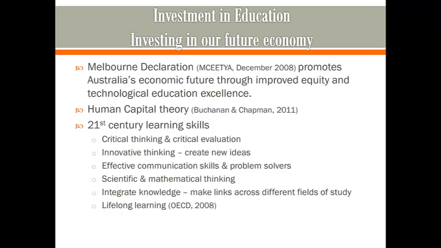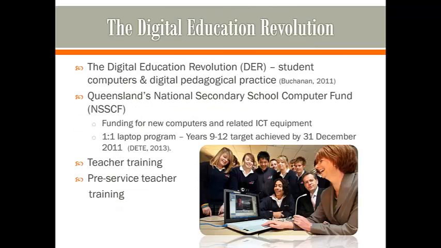We also need scientific and mathematical thinking. We also need future employees that will make links across different fields. It's not enough now to just be a specialist in one area. We need to be able to integrate our knowledge throughout different fields of study, and that would require lifelong learning, and we need to increase the lifelong learning skills of all students.